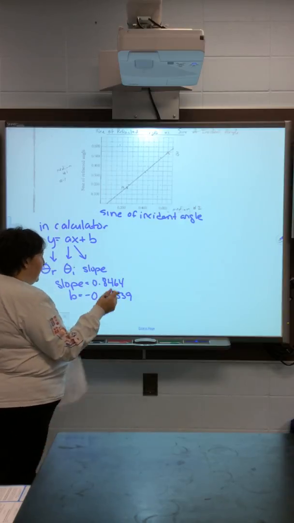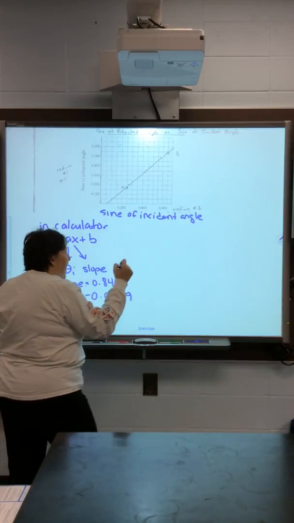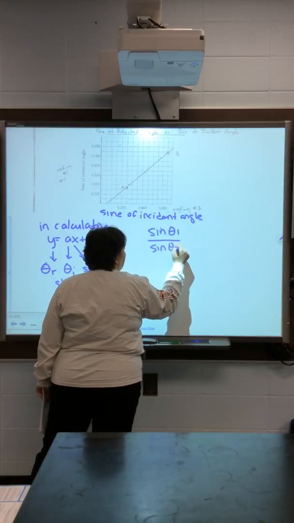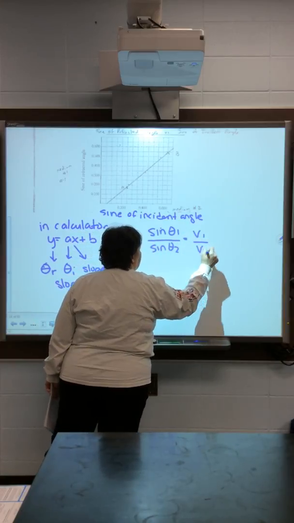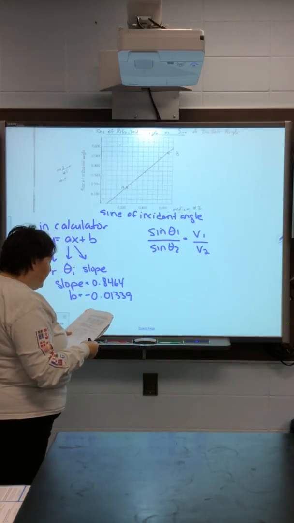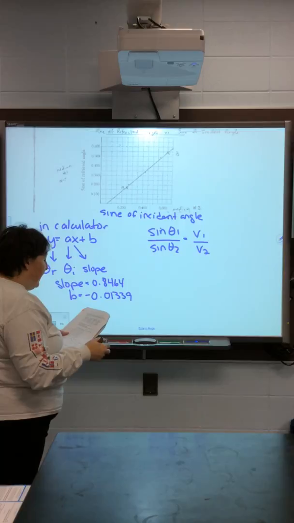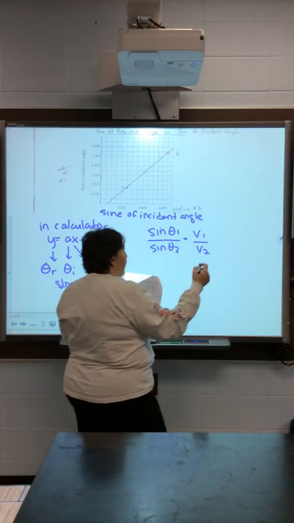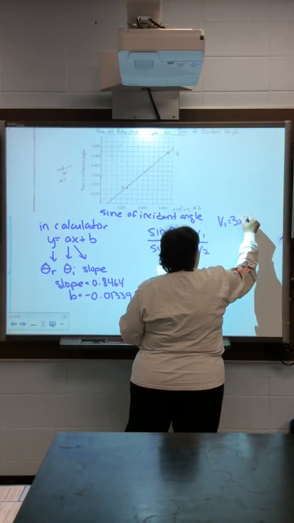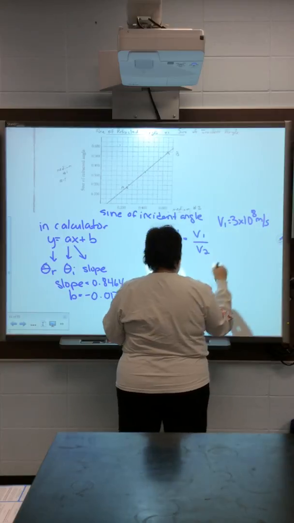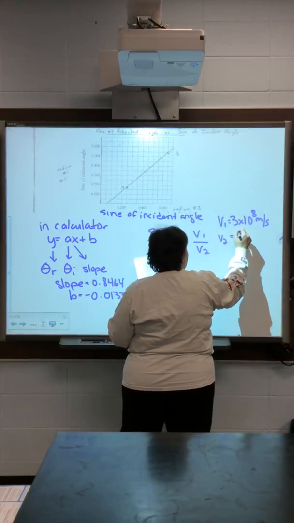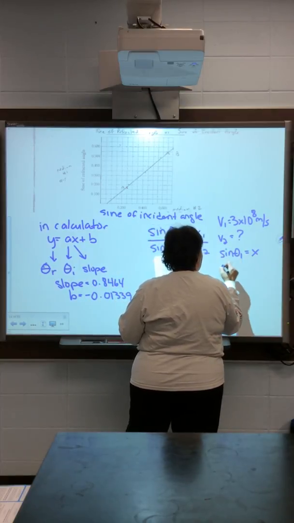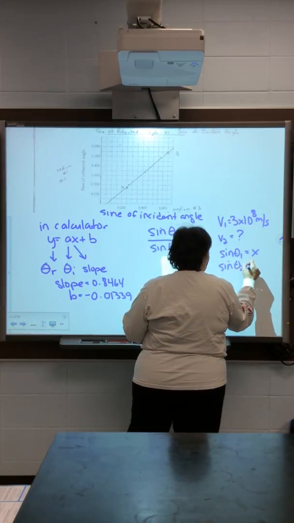Now, what are we looking at in relationship? We have sine theta 1 over sine theta 2 is equal to velocity 1 over velocity 2. And so it says that it's the speed of light in a viscous fluid, but the pen light is starting from the outside. So we know that velocity 1 then is going to be 3 times 10 to the 8 meters per second. We are looking for the velocity 2, and sine theta 1 is x, sine theta 2 is y.